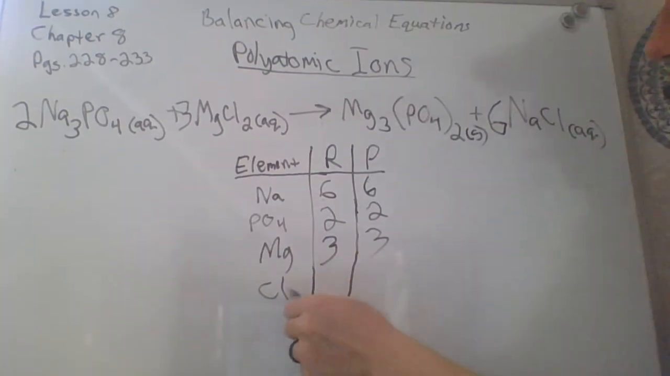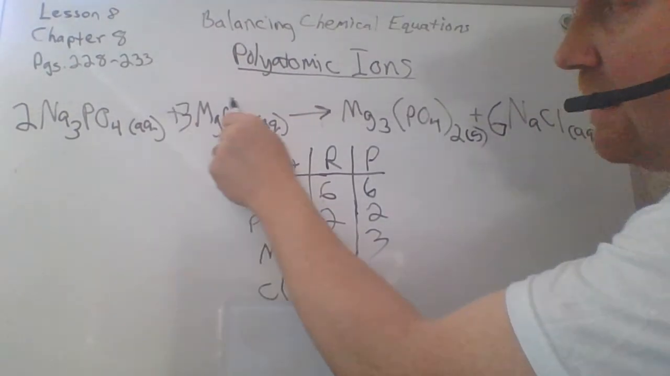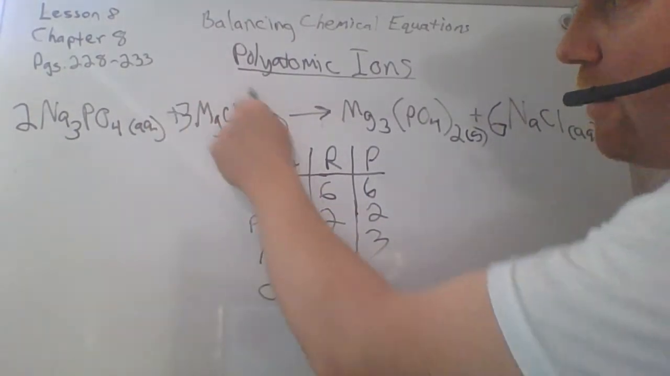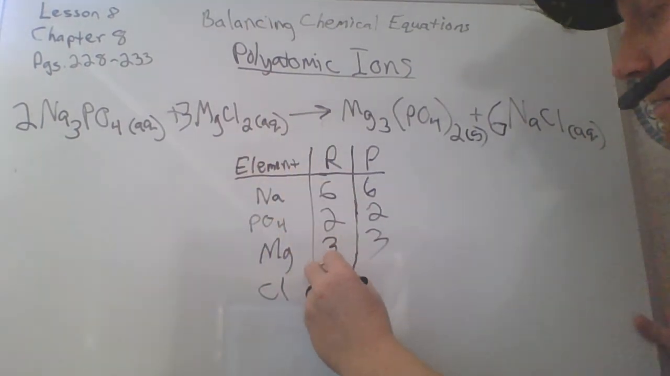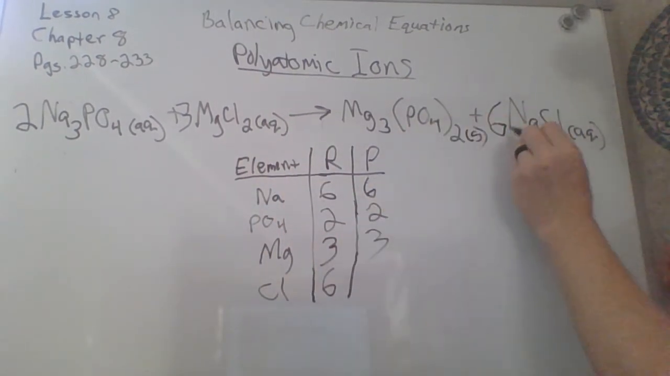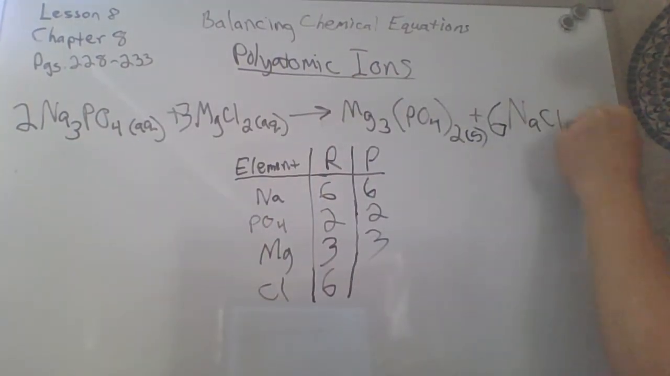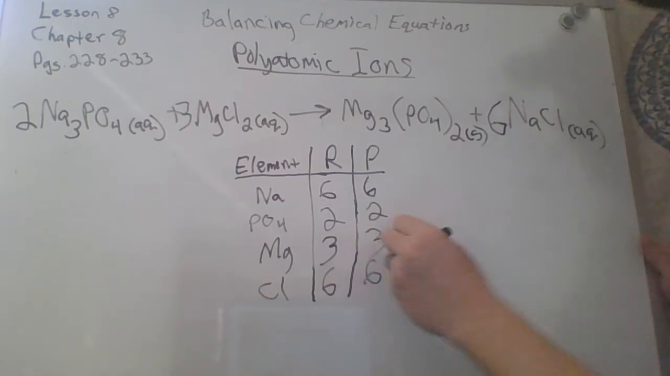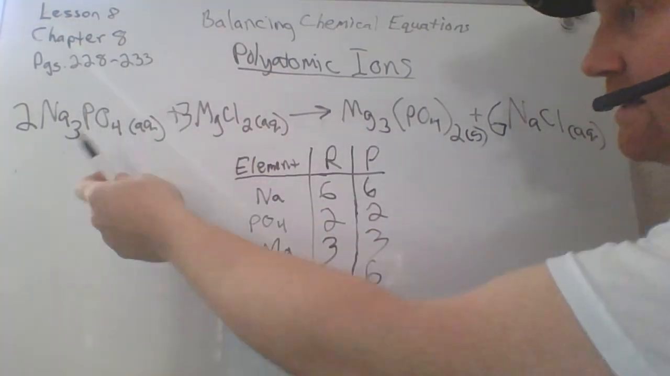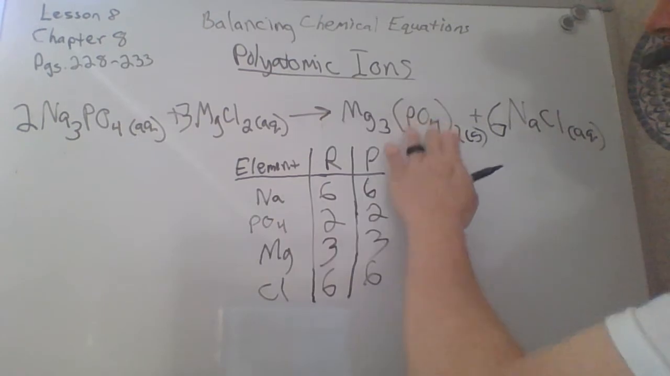Let's look at our last element now, chlorine. 3 times 2 is 6 on the reactant side. And look, because we put that 6 coefficient on the product side when we were balancing out our sodiums, we have 6 times 1, 6 chlorines on the right. Ladies and gentlemen, that is the balanced equation using polyatomic ions.